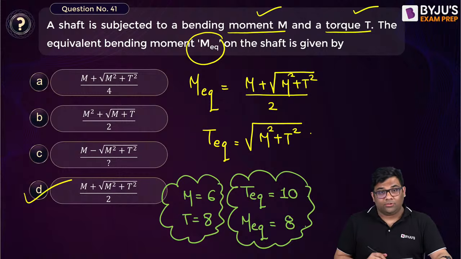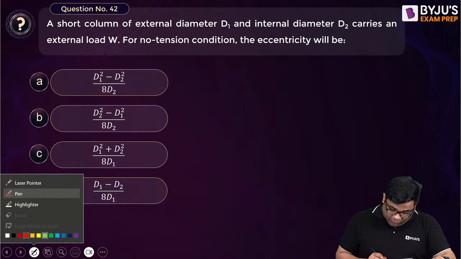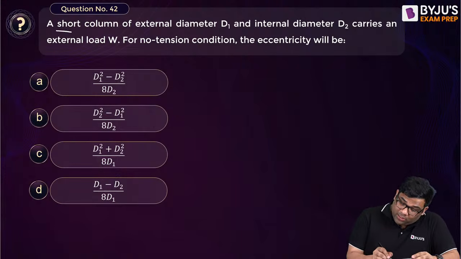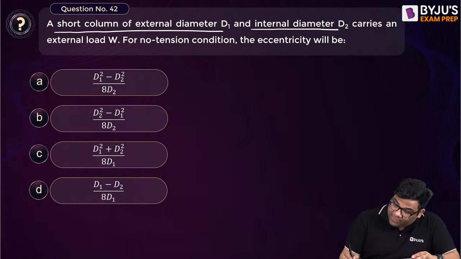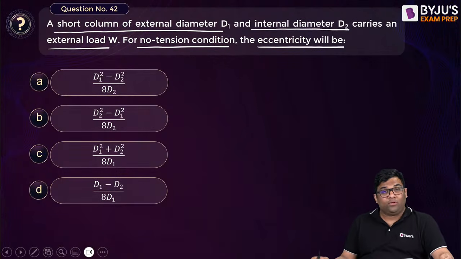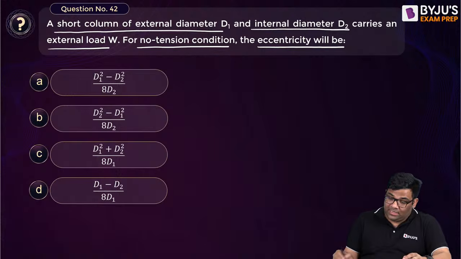Understood? Yes. Such kind of question they can ask, you should know. The 42nd question will go to Kern zone. A short column with an external diameter of D1 and internal diameter of D2 carries an external load W. For no tension condition, the eccentricity will be how much? If you know the answer, very good. If you don't know the answer, I'll explain to you.